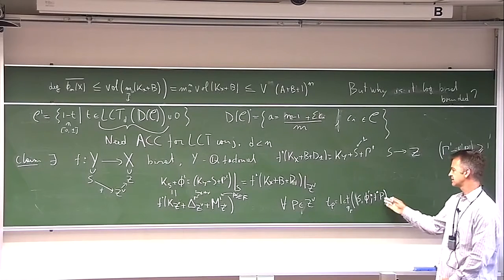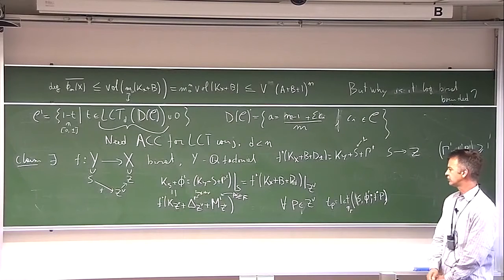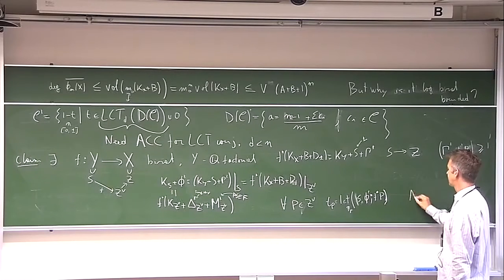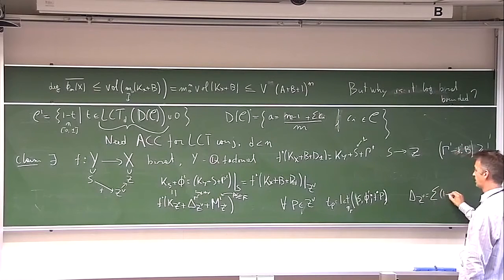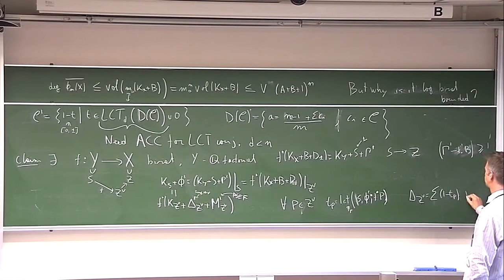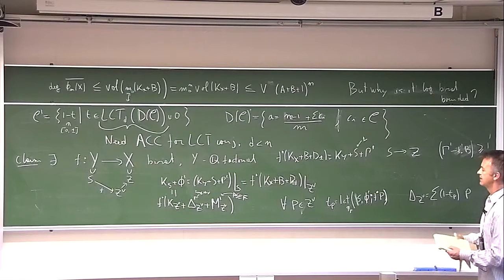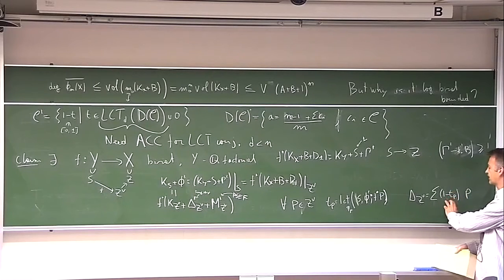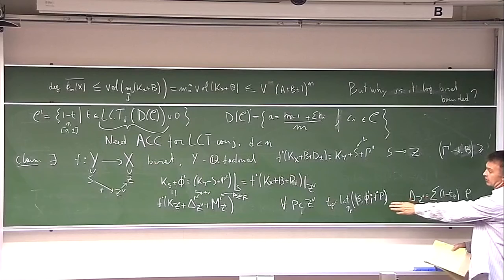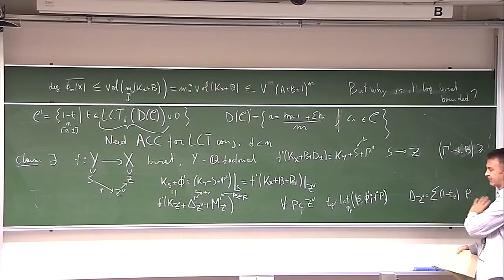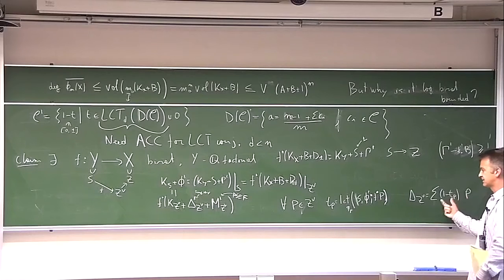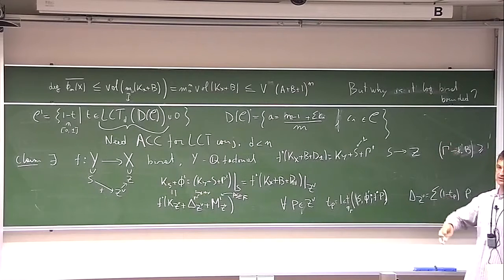Okay, so this is what the recipe tells you, and then this delta Z nu is the sum of coefficients (1 minus t_P) times points P. And you can show that all but finitely many of these coefficients, these log canonical thresholds, are equal to 1. So all but finitely many of these coefficients are 0. This is a finite sum. And this is the divisor that keeps track of the singularities of this fibration.